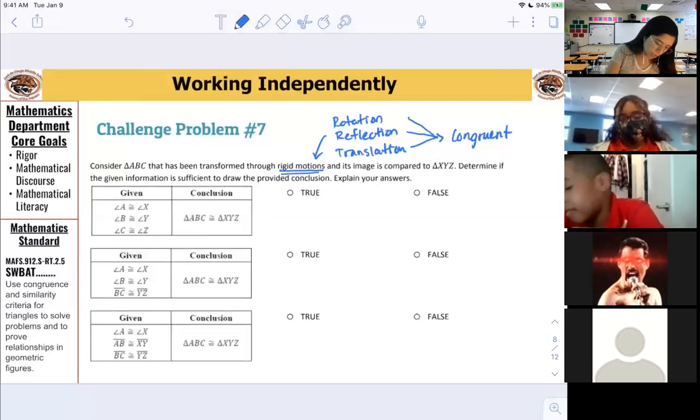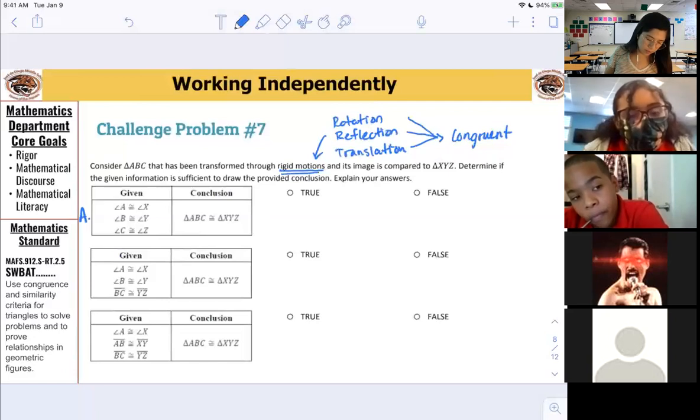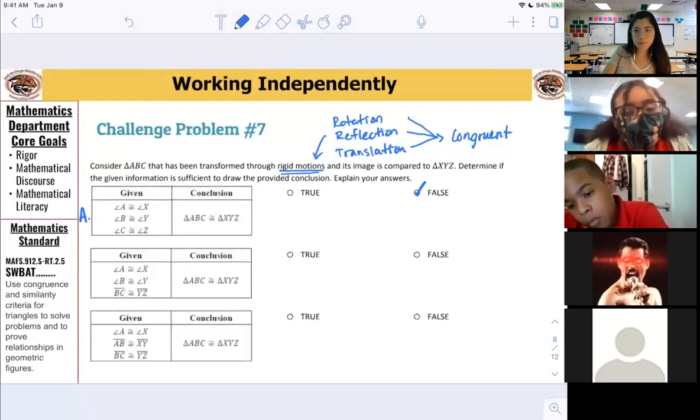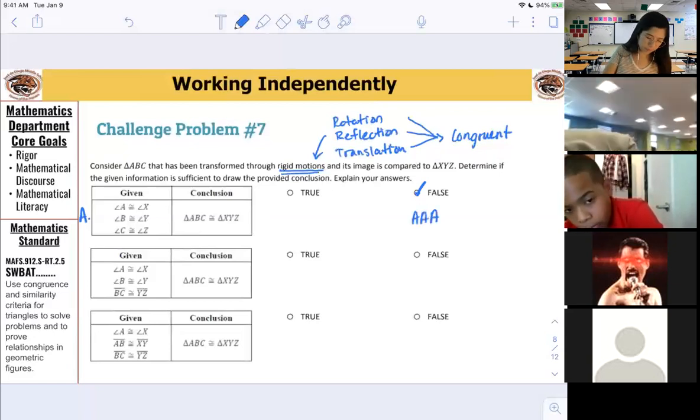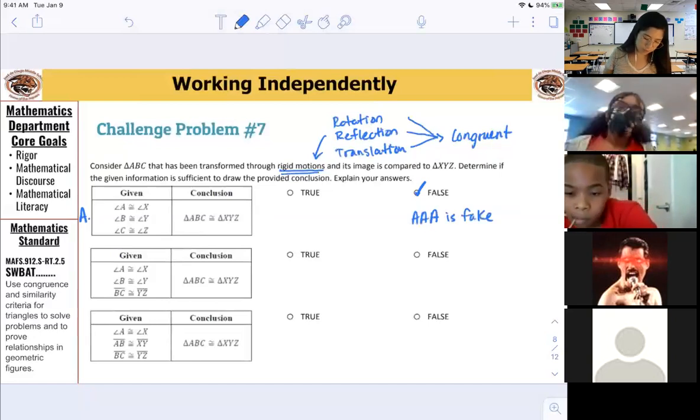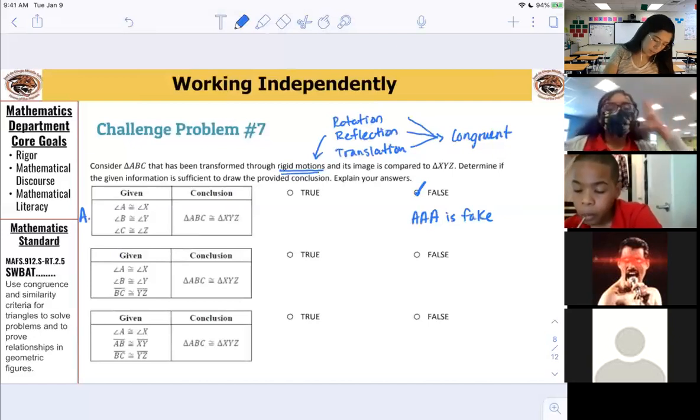For option A, do we get enough information? What are they telling us? That angle A is congruent to X and angle B is congruent to Y. I put that it's false. Okay, why would this be false? Because they only gave you the measure of the angles. Right, and we were talking about last class that with only angles you can't prove that they're congruent. AAA is fake. Okay, good. So A is false.